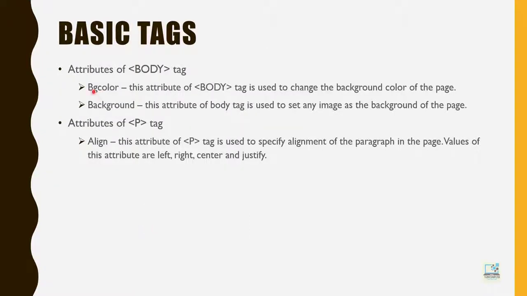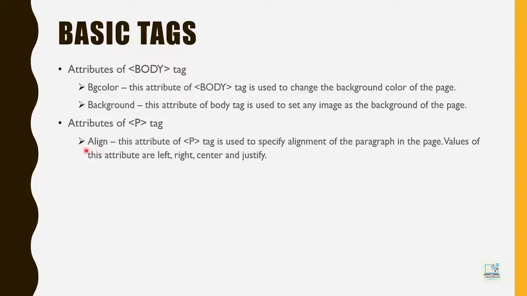Now let us discuss the attributes of body tag and attributes of P tag. Body tag, under which we will discuss two attributes, BG color and background. So what is BG color? This attribute of body tag is used to change the background color of the page. Whereas background attribute, this attribute of body tag is used to set any image as the background of the page. Now let us talk about the attributes of paragraph tag.